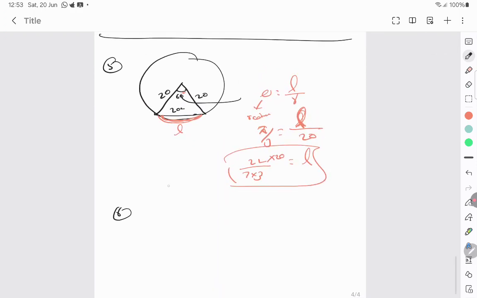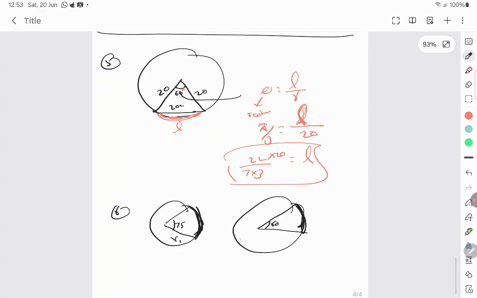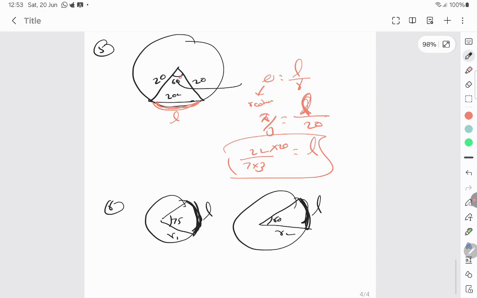If in two circles, arcs of the same length, this is also the same length, the bigger radius also the same length, okay, the arc length subtends an angle of 75 degree and this is 60 degree. The smaller arc subtends 60 degree, the bigger arc will subtend 75 degree, with smaller radius. Let's keep it as R1 and R2. Let's keep this as L and L because the arc length is given to be the same. And 60 degree is pi by 3 radian.